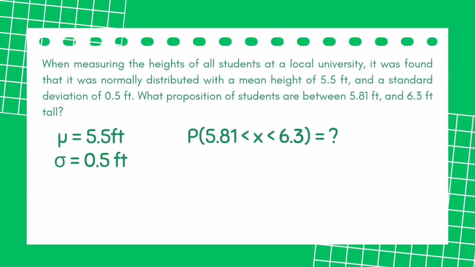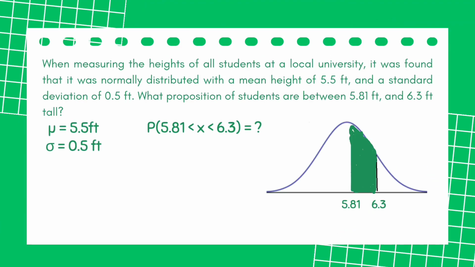When measuring the heights of all students at the local university, it was found that the heights were normally distributed with a mean height of 5.5 feet and a standard deviation of 0.5 feet. What proportion of students are between 5.8 feet and 6.3 feet tall? Let's first write down the given. We have the mean of 5.5 feet and the standard deviation of 0.5 feet, and we are looking for the proportion of individuals between 5.81 feet and 6.3 feet. This is our highlighted area between 5.81 feet and 6.3 feet.